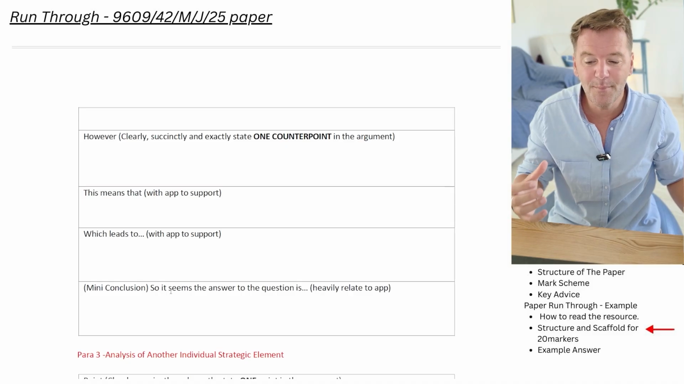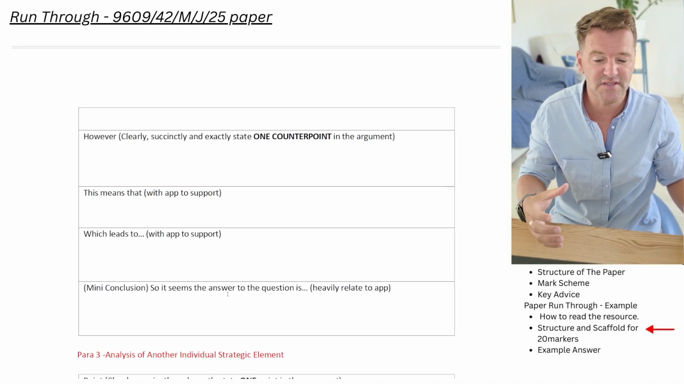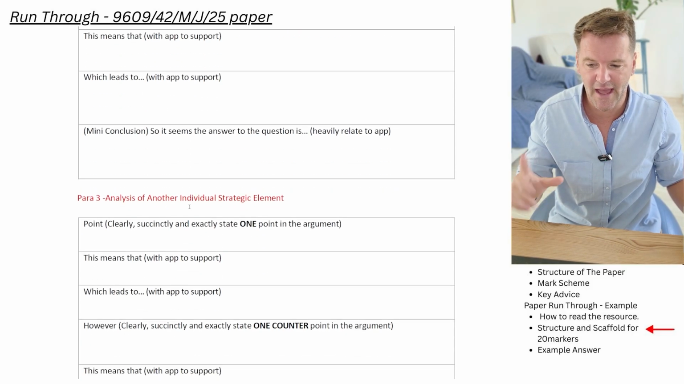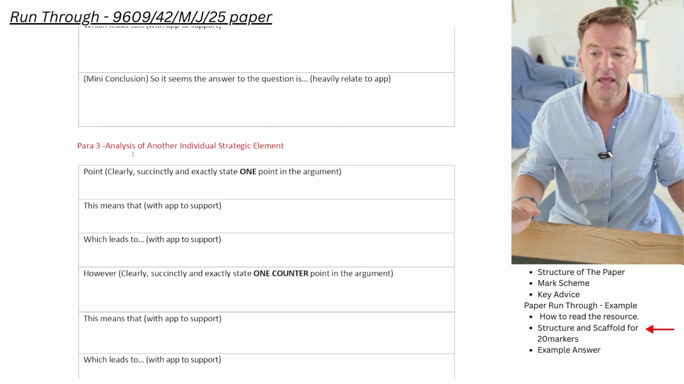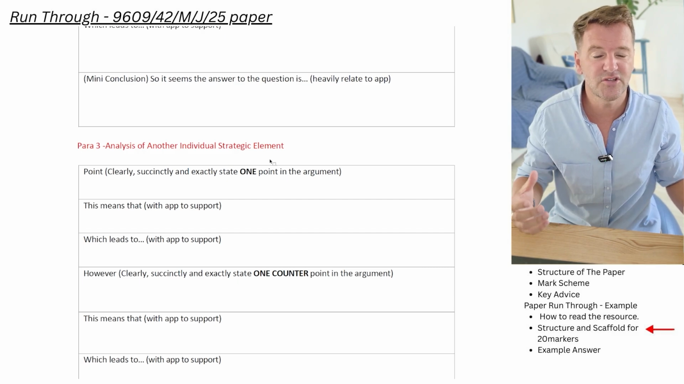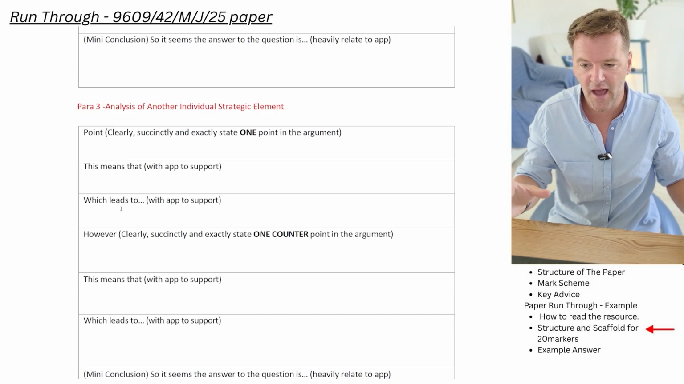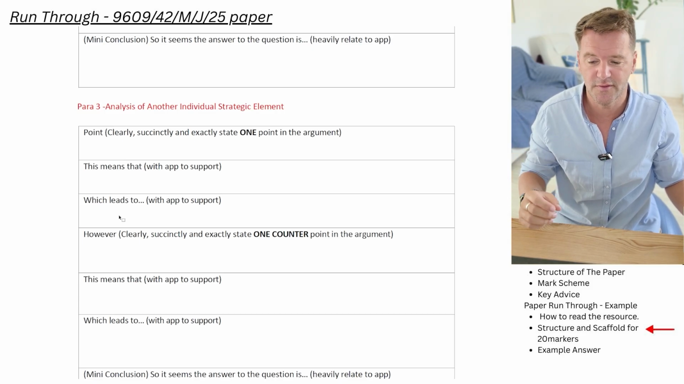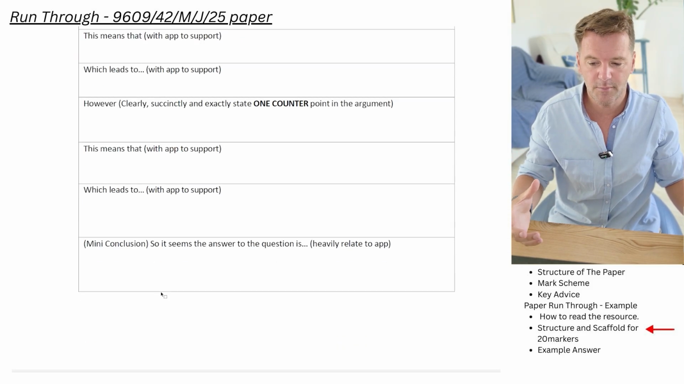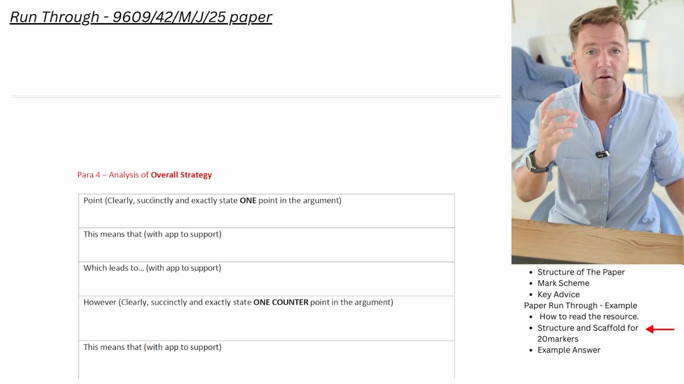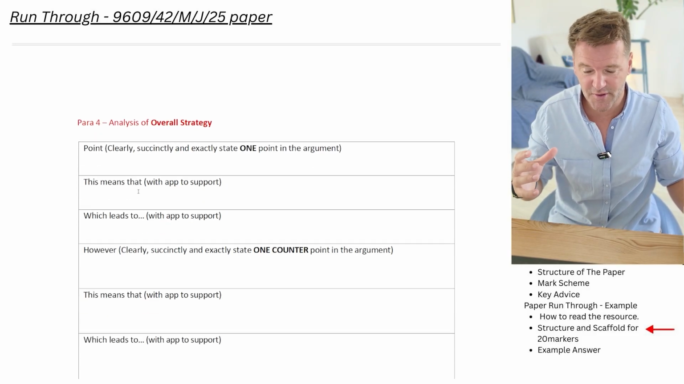And then finally, a mini conclusion. So it seems the answer to the question is heavily related to APP as always, because we said with the mean that we want supported with APP. Then I'll have paragraph 3, analyze another individual strategic element from it. And I'm going to follow that same thing. Half of it is going to be on one side with 2 in the chain, then a however, and then a mini conclusion. Then paragraph 4, analysis of the overall strategy.